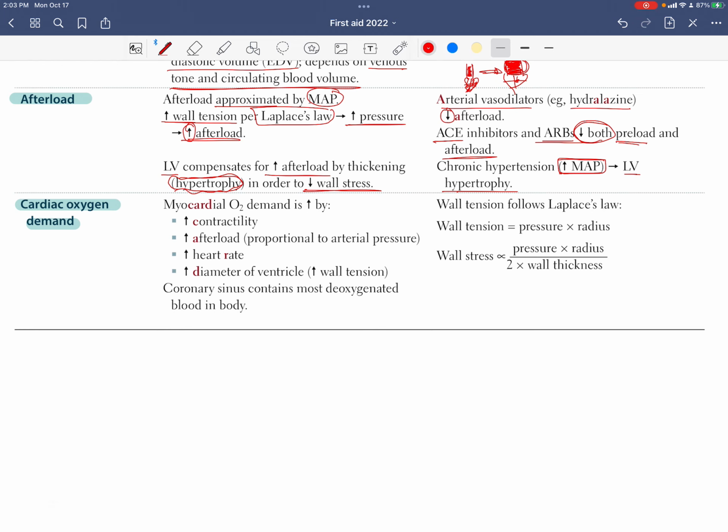For the last variable that we have, that is the cardiac oxygen demand, it is how much oxygenated blood the cardiac muscle itself requires. The cardiac muscle or the myocyte would need more oxygen in case it increased its contractility, if it increased the afterload, which means it needs to pump harder against the increased afterload, if there is increased heart rate, or if there is an increase in the diameter of the ventricle, which means the chamber is getting larger, so there is more tension in the wall.